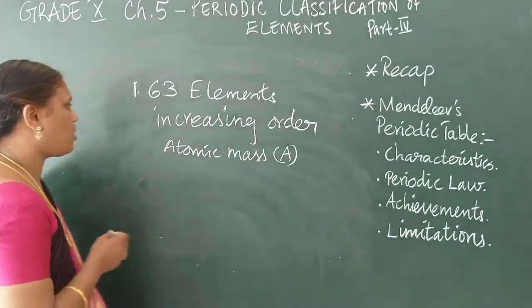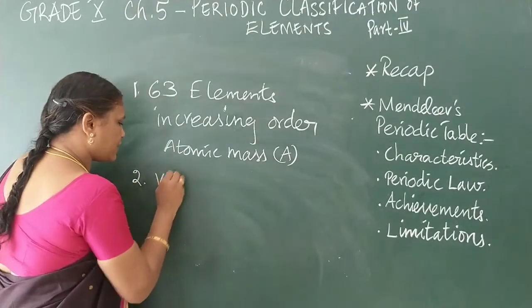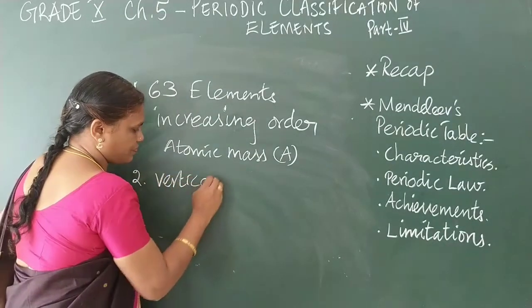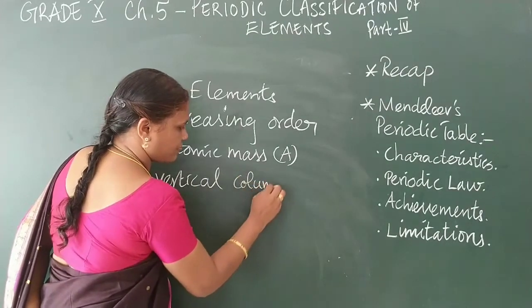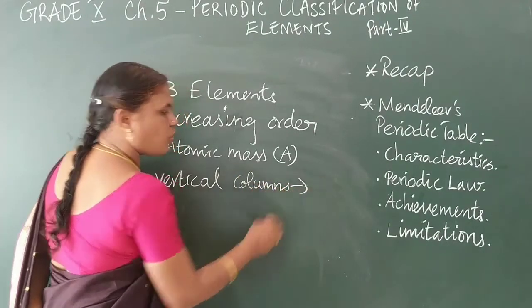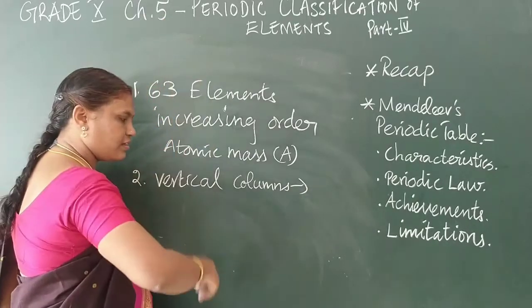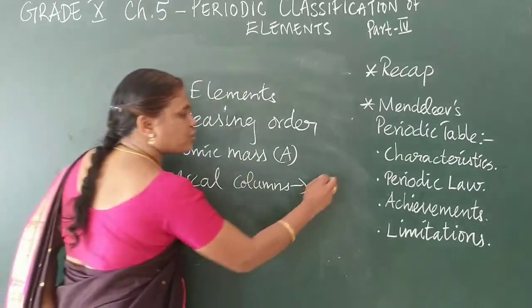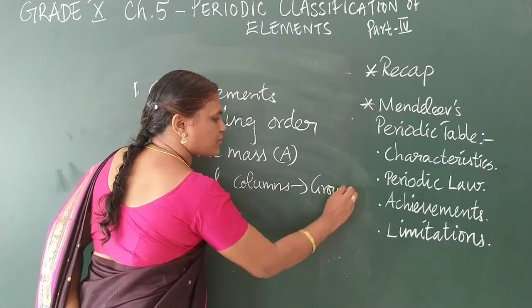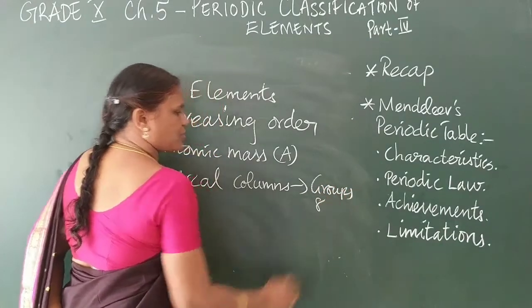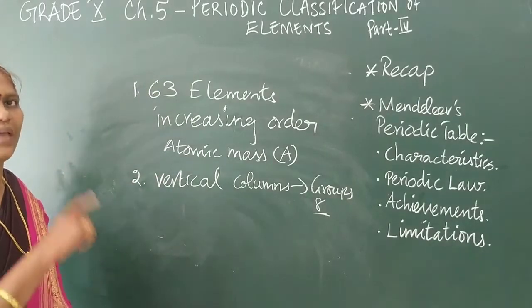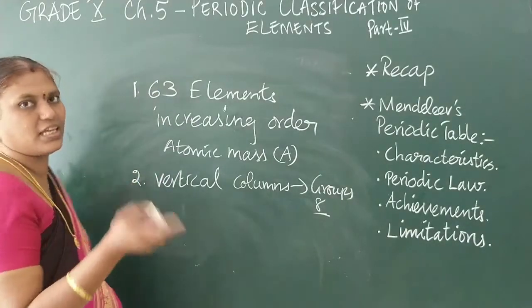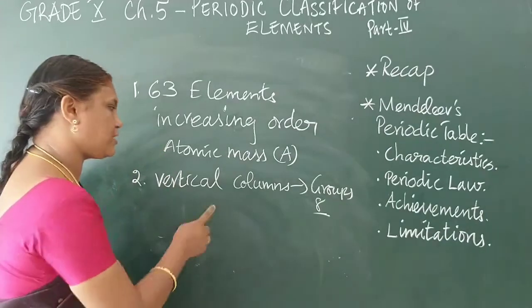The next one is what? Vertical columns are called what? The vertical columns are called groups. I told you just now, how many groups are there? 8 groups. Among them 1 to 7 have subdivisions A, B. You can see in your book that it is grouped like that, A, B.